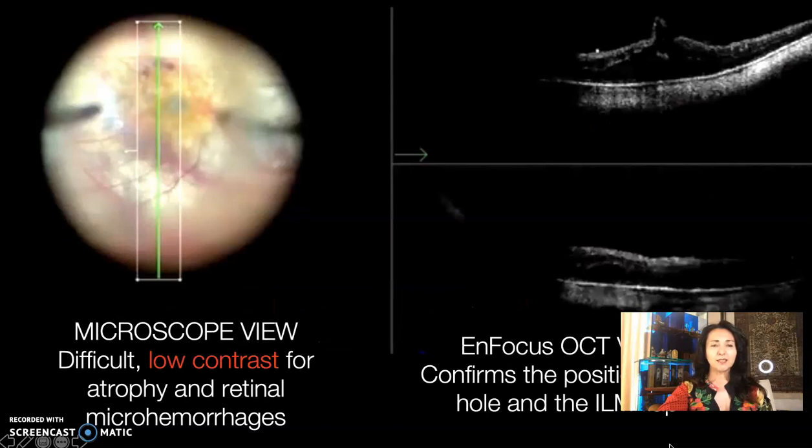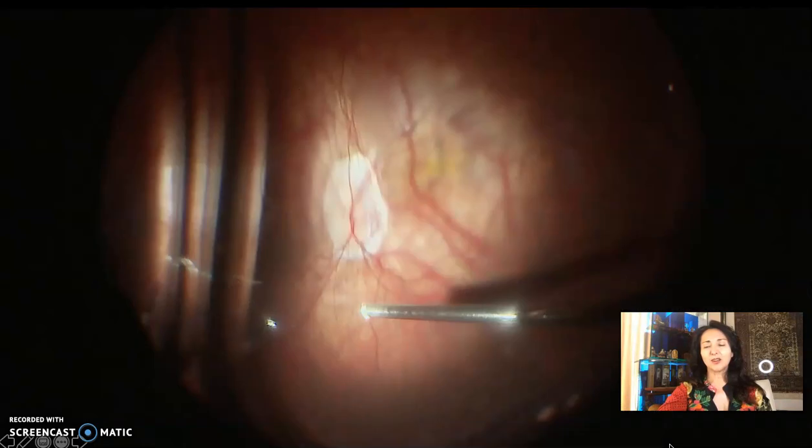Look at this case. On the left, the microscope view shows very little because there is no contrast due to atrophy and microretinal hemorrhage. So on the right, we see that the intraoperative OCT can tell us easily where there is the ILM flap and where there is a hole.